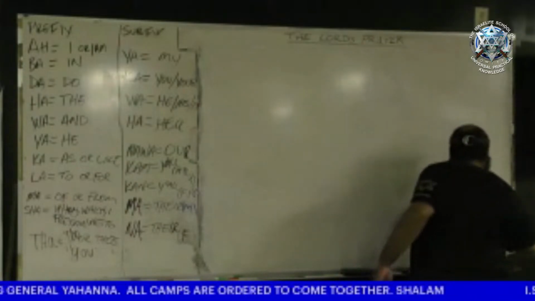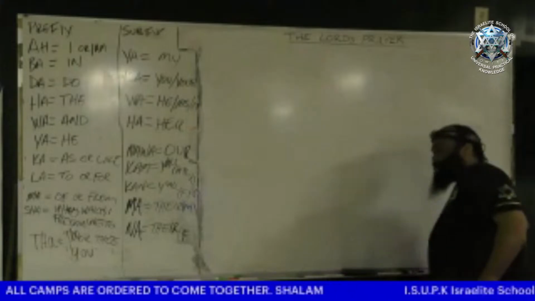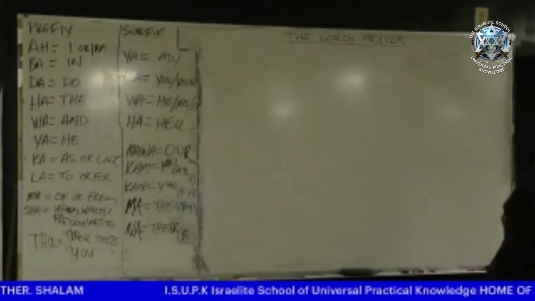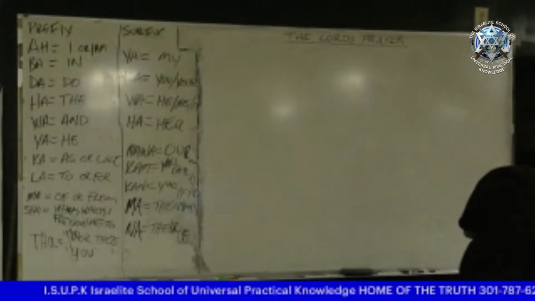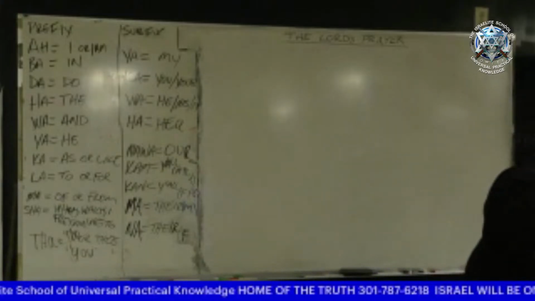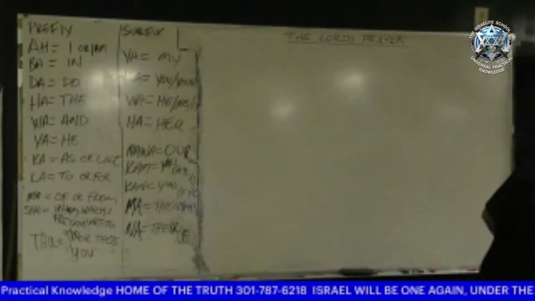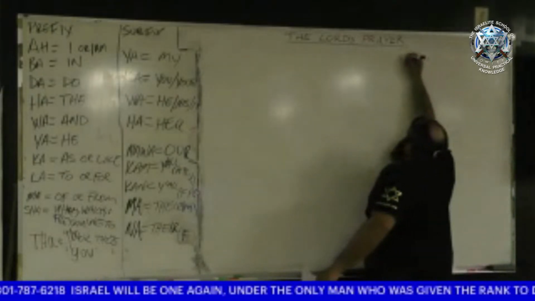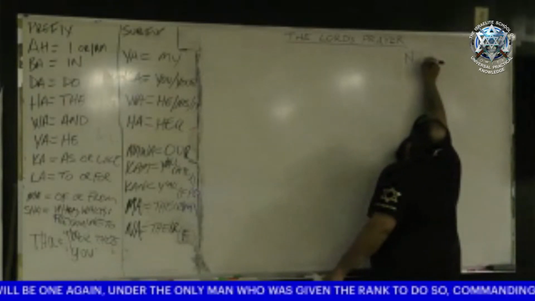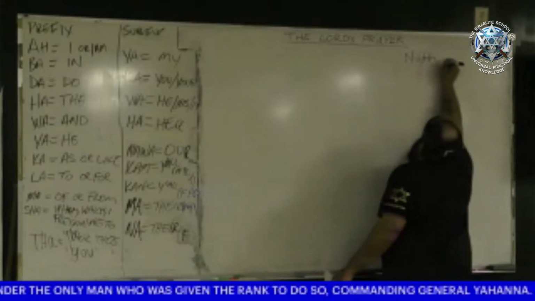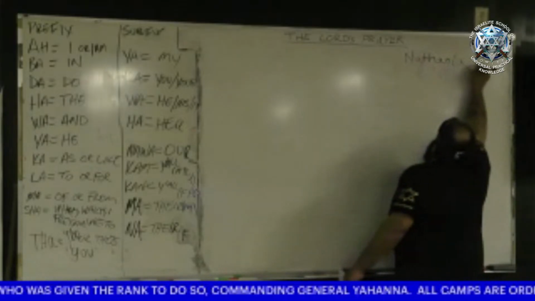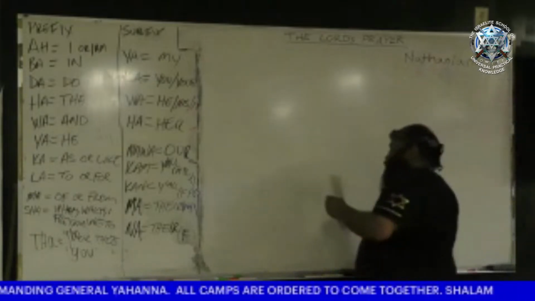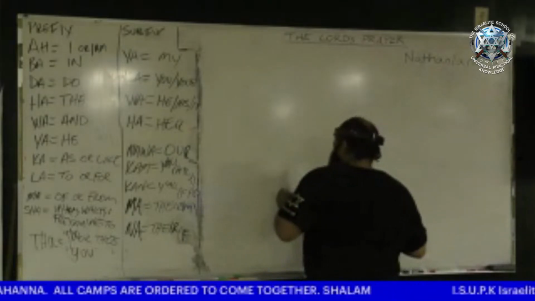So we left off at in heaven. Thy kingdom come, thy will be done in earth as is in heaven. Next, we have give us this day our daily bread. So give us will be the next word. That is Nathanawa. I'm gonna go over them after I get them on the board, so bear with me.